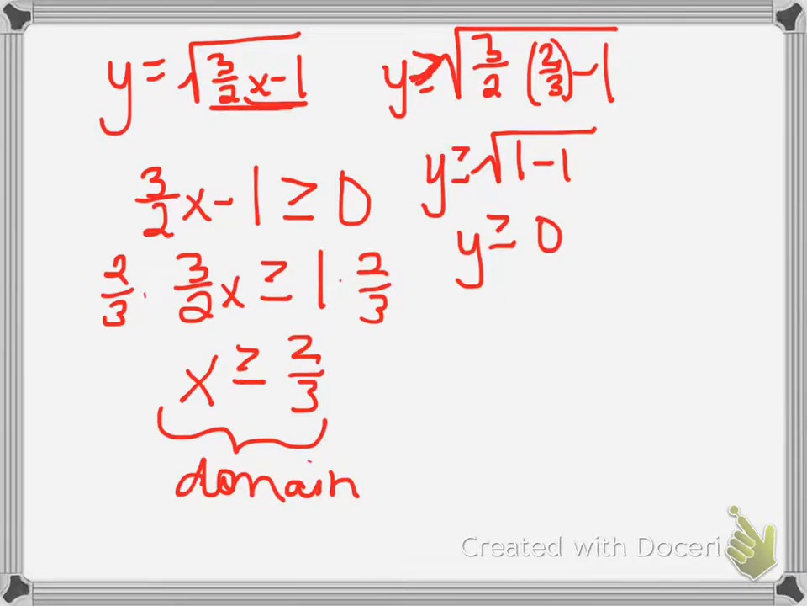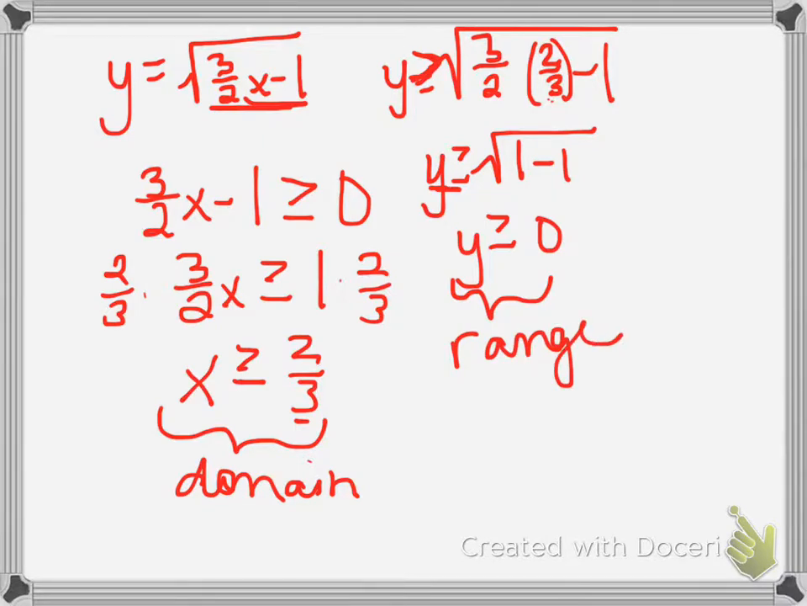And the reason I said that has to be greater than or equal to 0 is because I'm plugging in x values that are greater than or equal to 2/3. If I'm plugging in 2/3 and that number just keeps getting bigger and bigger, of course this number is going to keep getting bigger and bigger. So my domain is all the x's greater than or equal to 2/3, and my range is all the y's greater than or equal to 0.